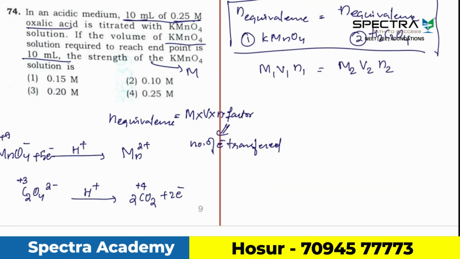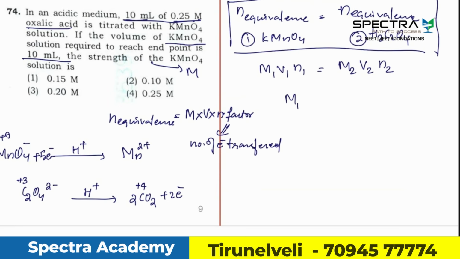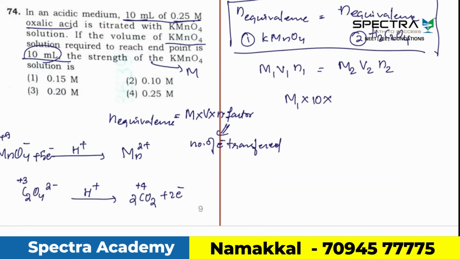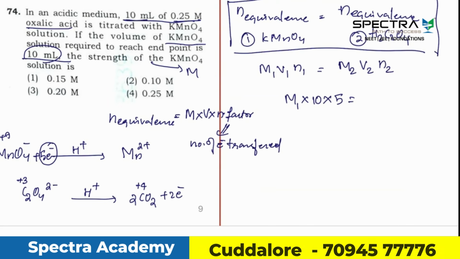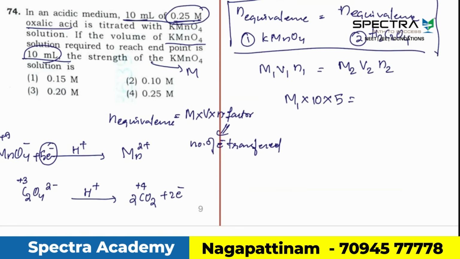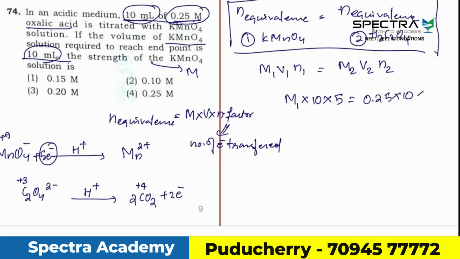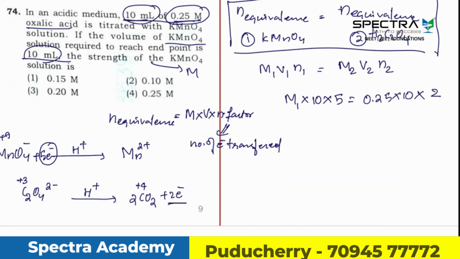For KMnO4, we have to find the molarity, so you can take it as M1 itself. The volume they have mentioned is 10 ml. Into the N factor, or number of moles of electrons transferred, which is 5. That is equal to, for oxalic acid, molarity 0.25 into volume 10 ml into N factor, which is the number of electrons transferred, it is 2.